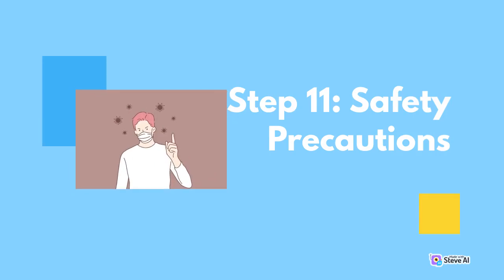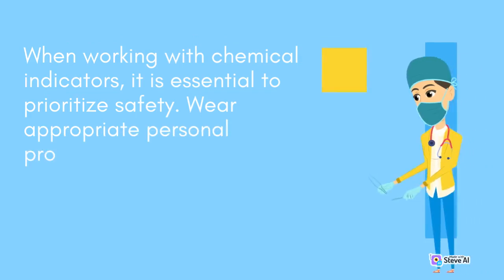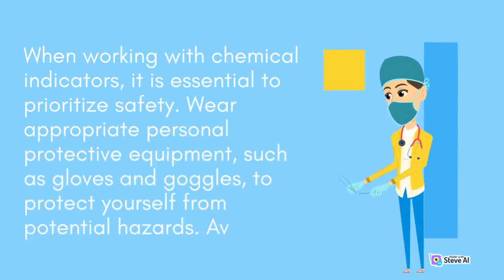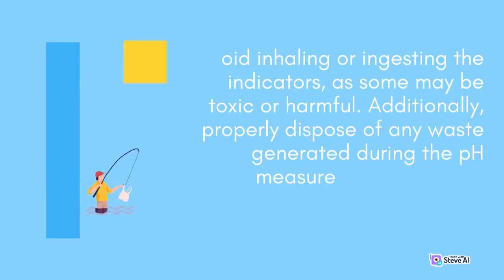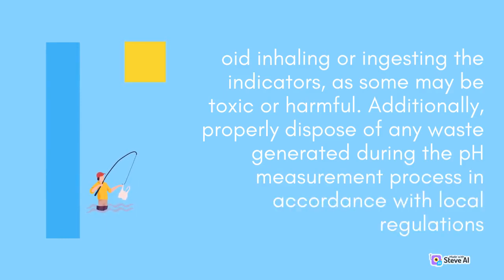Step 11. Safety precautions. When working with chemical indicators, it is essential to prioritize safety. Wear appropriate personal protective equipment, such as gloves and goggles, to protect yourself from potential hazards. Avoid inhaling or ingesting the indicators, as some may be toxic or harmful. Additionally, properly dispose of any waste generated during the pH measurement process in accordance with local regulations.